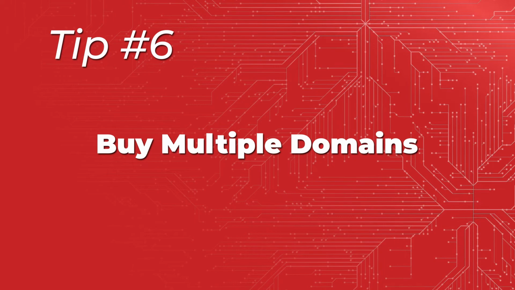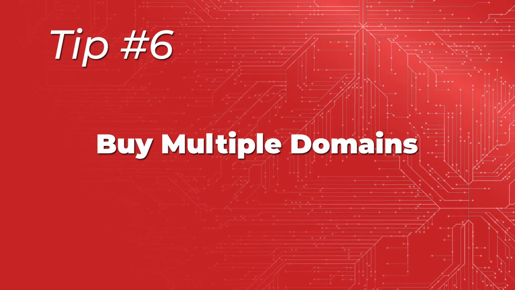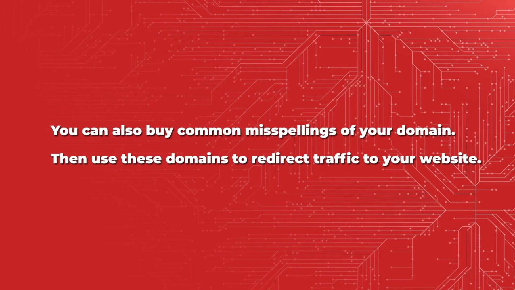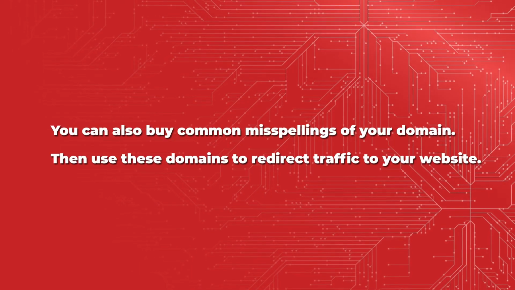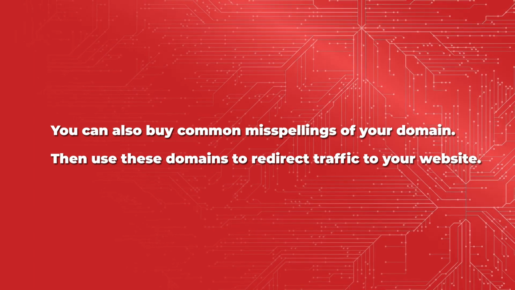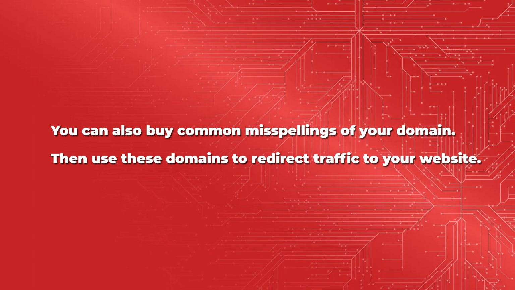Tip 6, buy multiple domains. You can buy multiple different versions of your domain. Like we mentioned before, you can buy .com, .ca, .net, and many more. Not only can you buy multiple different domain extensions, but you can also buy common misspellings of your domain. Then you can use these domains to redirect the traffic to your main website. And there you go. That's how you choose the right domain name.